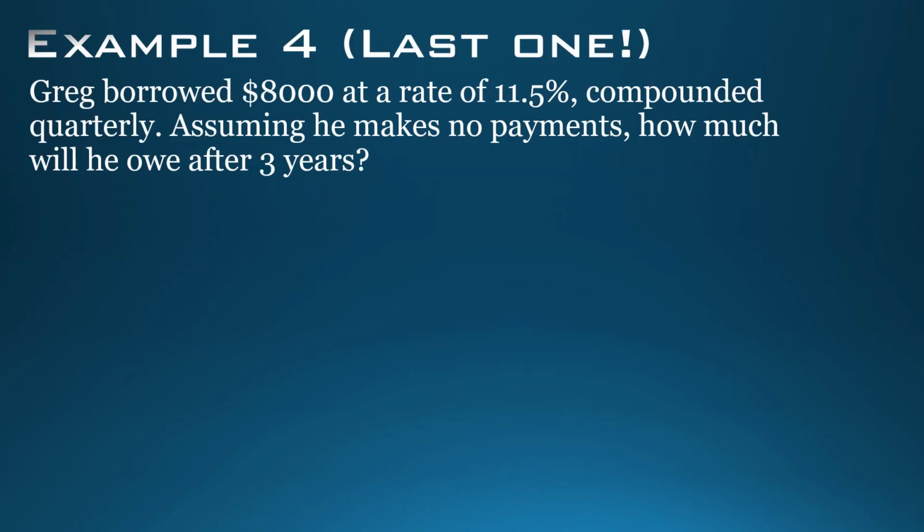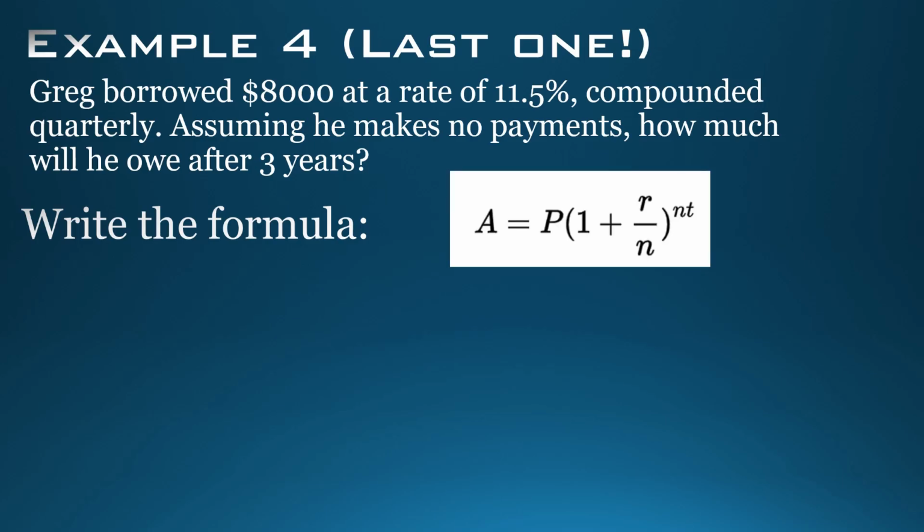Alright, look at example number 4. This is the last one, so let's get it right. Greg borrowed $8,000 at a rate of 11.5% compounded quarterly. Assuming he makes no more payments, how much will he owe after 3 years? Alright, so let's look at our formula again. A equals P times 1 plus R over N raised to the NT power.